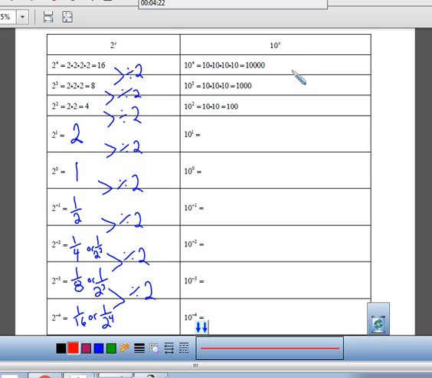Alright, so now we're going to do the same thing over here. This time our base is 10. That means when we go from 10 to the 4th to 10 to the 3rd, we are dividing by 10 this time. So that is our pattern. We're going to be dividing by 10 when we go from top to bottom in our table. Divide by 10, divide by 10, divide by 10.